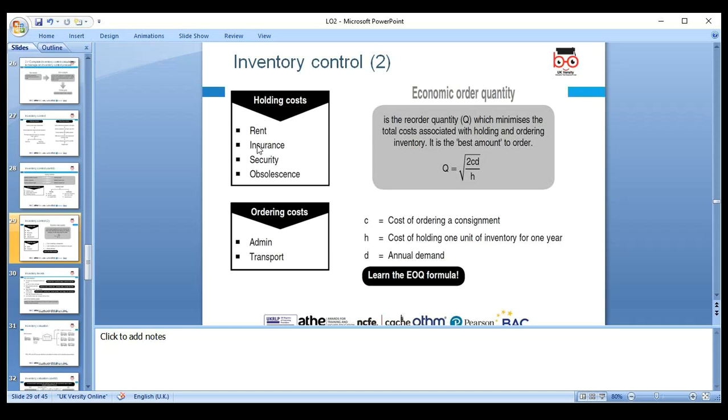This is the economic order quantity formula. Normally we use 2C, and all is explained underneath: the cost of ordering, the holding cost, and the annual cost, and you learn about the economics, how much the order is worth economically and viable. If we order more or less, it will increase the cost. Any questions? Please, if you have any questions, you can ask.